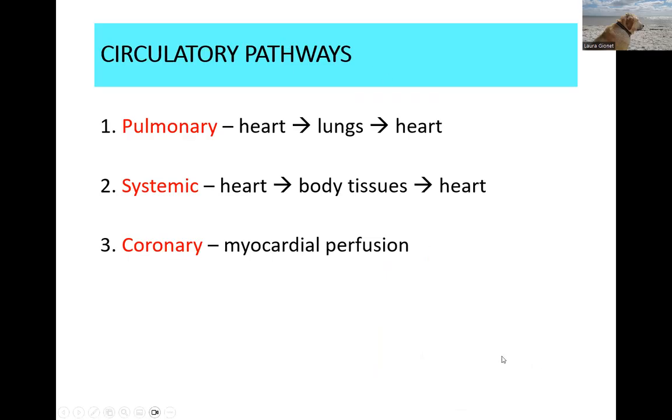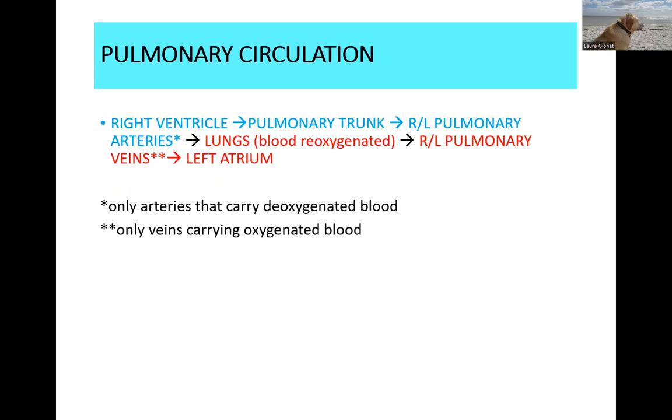Okay, circulatory pathways. We have the pulmonary circulation, the systemic circulation, the coronary circulation. And this was somewhat covered in the cardiac chapter. Pulmonary circulation is the heart to the lungs, back to the heart. Systemic is from the heart to the tissues to the heart. And coronary circulation is from the aorta, which is outside, to the heart and back to the heart, to the right atrium.